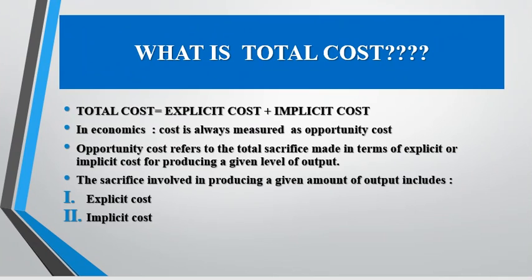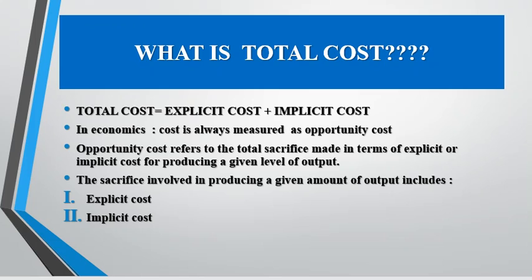Total cost is equal to explicit cost, the cost which is paid to the outsider, like we are purchasing raw material, we are making the payment, we are hiring a person as labor, we are paying them salary and wages, we are paying the electricity bill, etc. These are the explicit costs which we are paying to the outsider. Implicit cost is the cost of self-supplied factors. Here, to know the true cost of production, we calculate their imputed cost or notional cost.